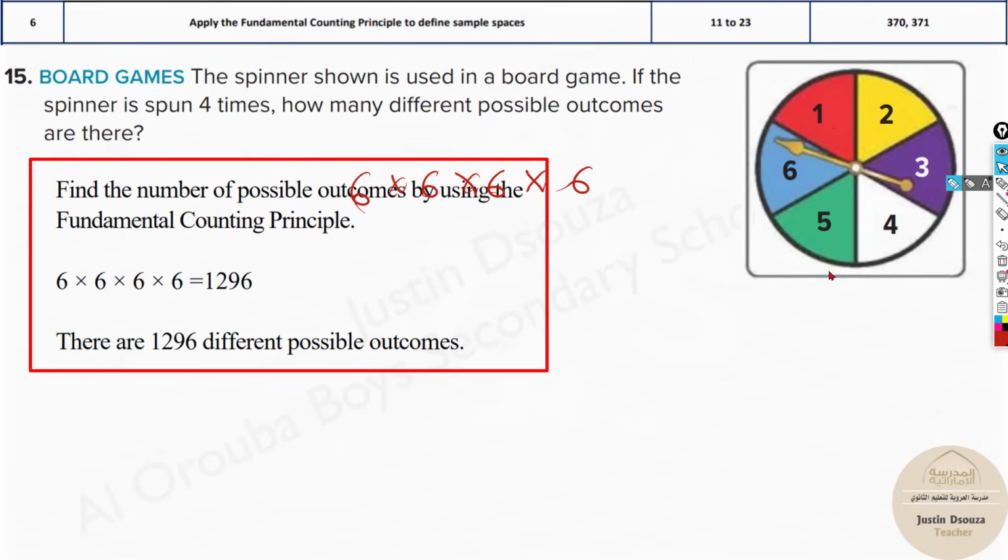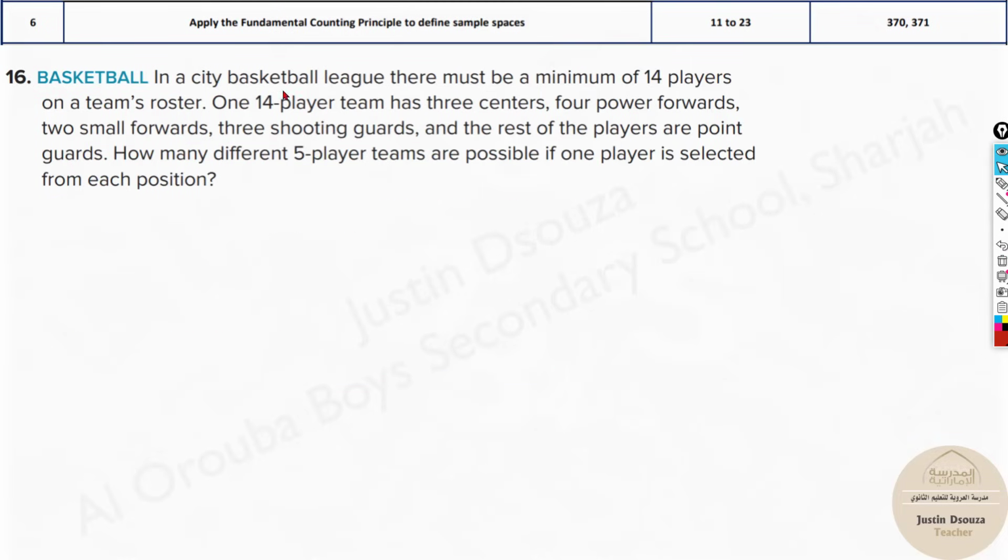That's 1296. In a city basketball league, there must be a minimum of 14 players on a team's roster. One 14-player team has 3 centers, 4 power forwards, 2 small forwards, 3 shooting guards, and the rest of the players are point guards. How many different 5-player teams are possible if one player is selected from each position?